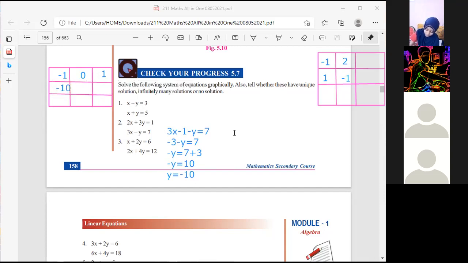Am I right? Now looking at 0, 3 multiplied by 0 is going to be 0. So minus y is going to be equal to 7. So I'm going to get y is equal to minus 7. Do you understand what I do, beta? So if my x is 0, my y is going to be minus 7.